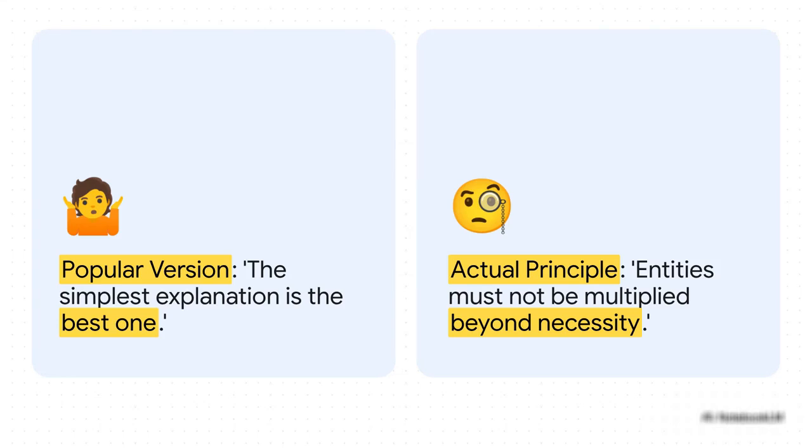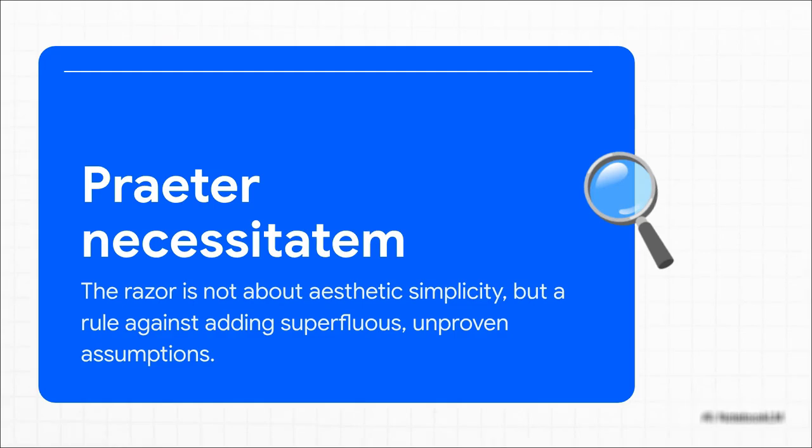And here is where you can see the difference clear as day. The popular version is just vague, the simplest explanation. What does that even mean? But Occam's original principle is so much more precise. It's a strict rule. Entities must not be multiplied beyond necessity. It's not about simplicity, it's about not adding extra stuff. And that phrase, beyond necessity, that is everything.